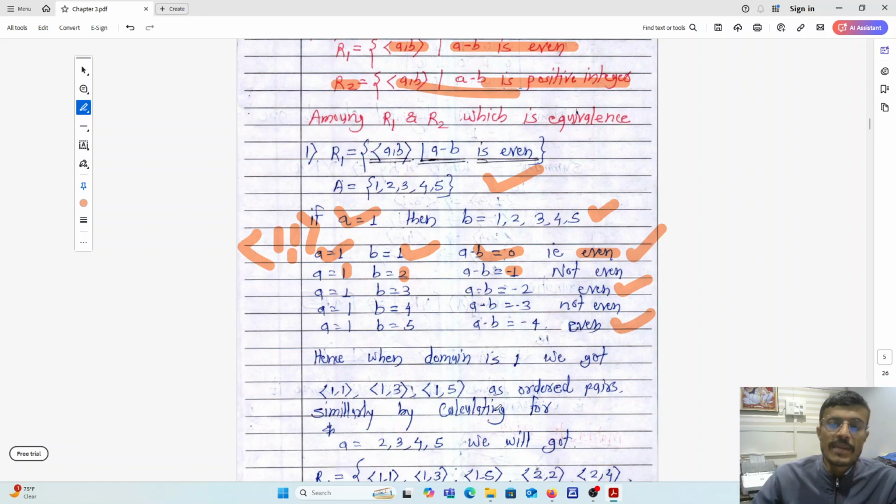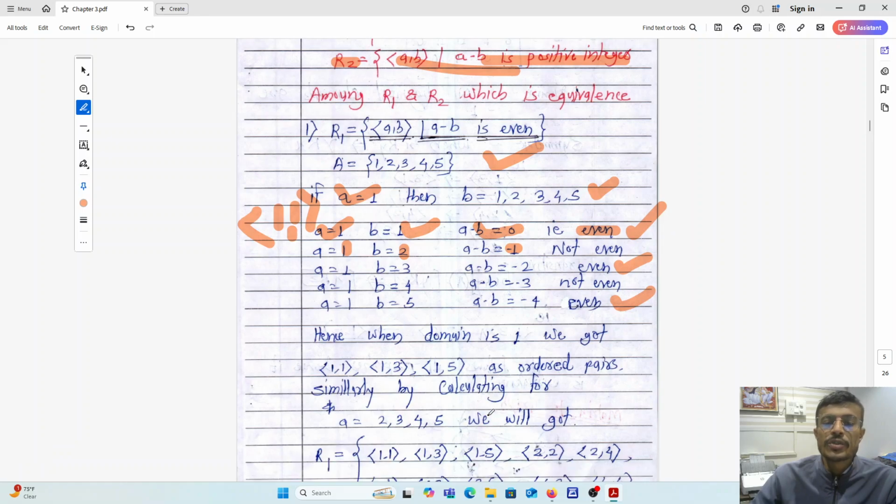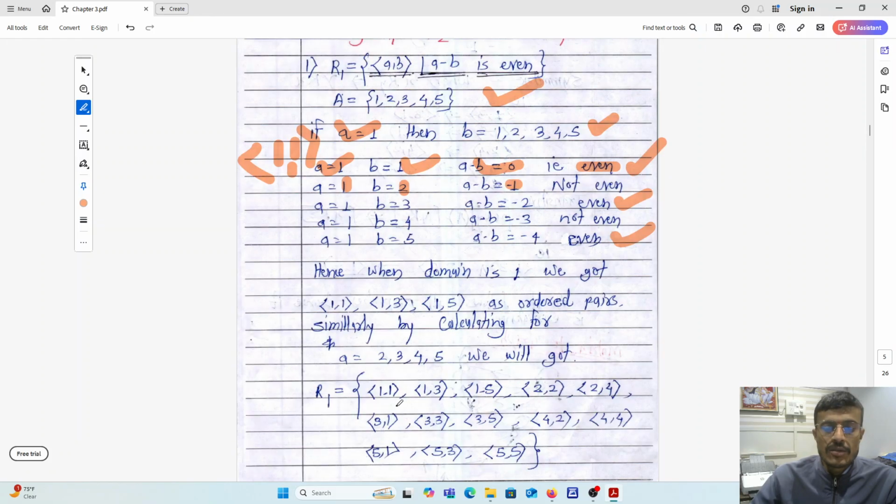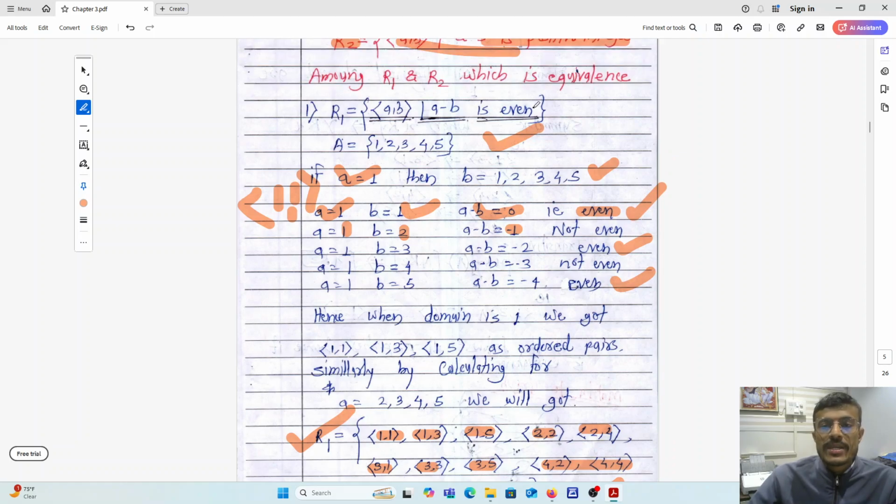Similarly, by calculating for A is equal to 2, 3, 4, 5, means we are going to change the domain as 2, 3, 4, 5. We get ordered pairs as you can see here: 1 1, 1 3, 1 5, 2 2, 2 4 for the domain 2. Then whenever you take domain as 3, you get 3 1, 3 3, 3 5. Whenever domain is 4, 4 2, 4 4. And for the 5, 5 1, 5 3, 5 5. So these are the possible relations with respect to A minus B being an even number.